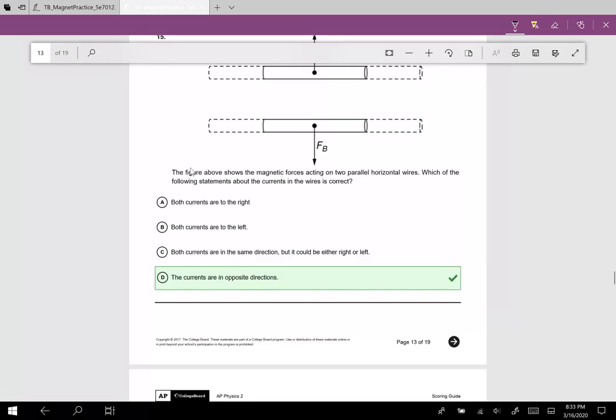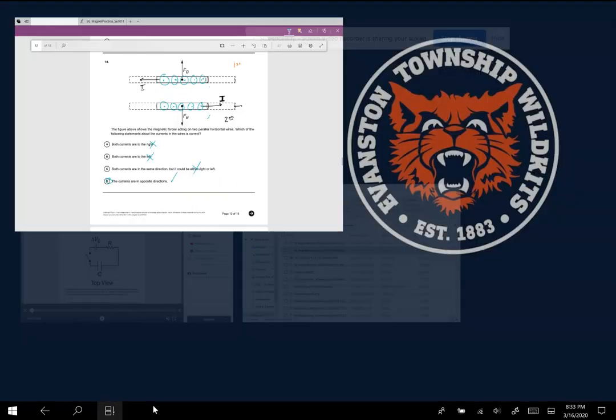I was holding a pen while doing the right-hand rule, so I wasn't sure. Okay, great. Cool.